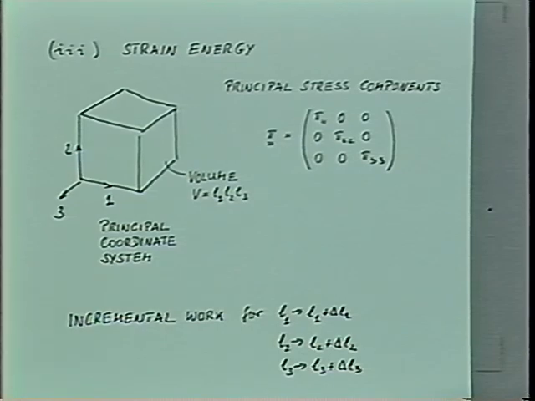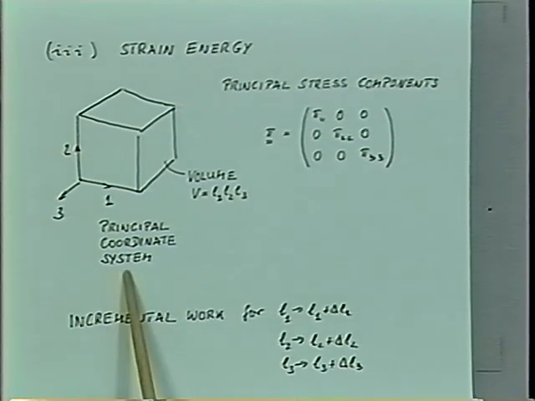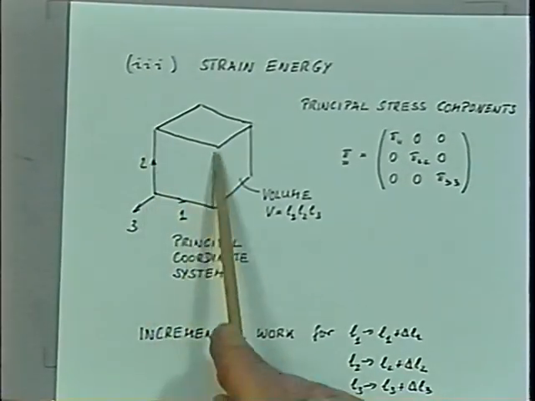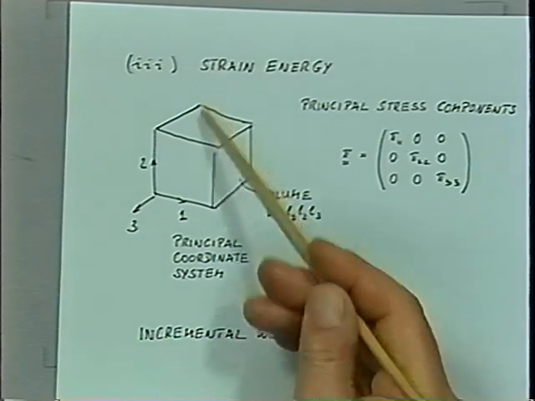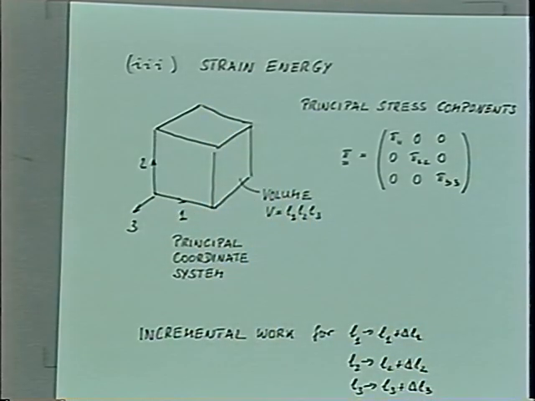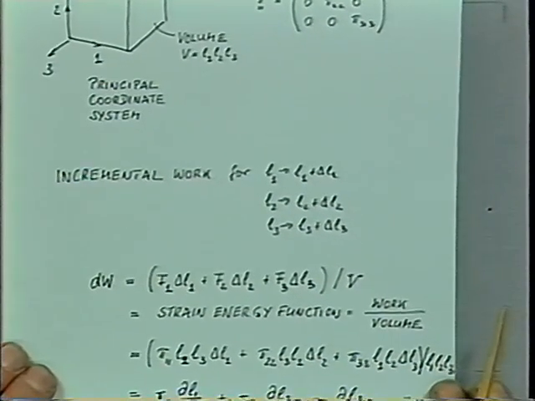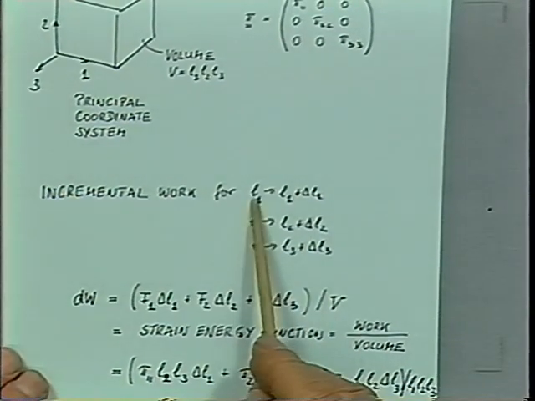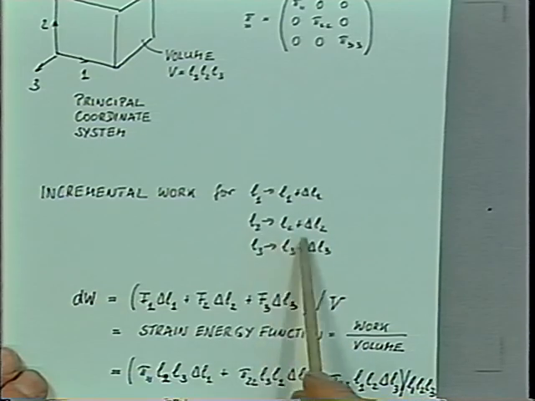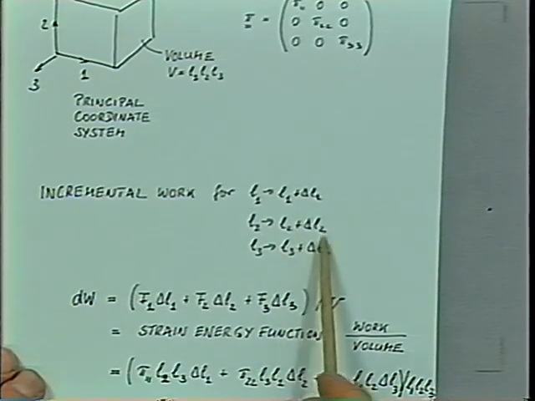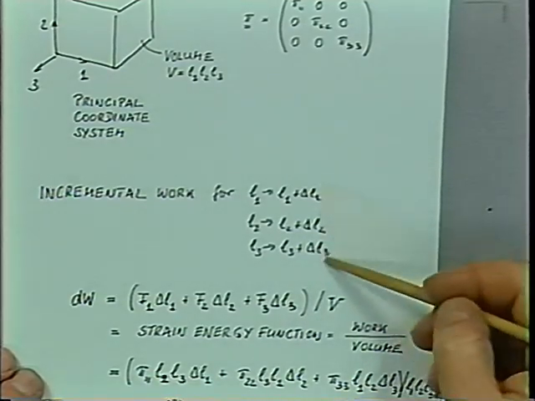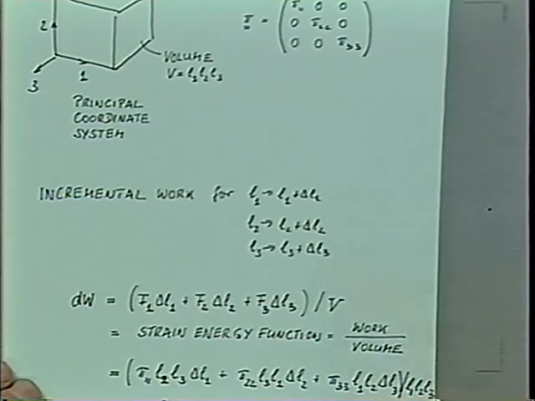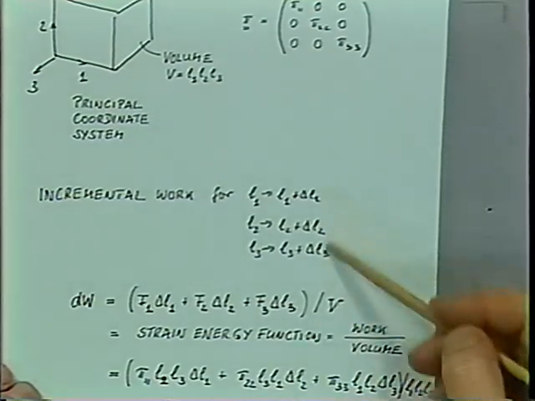So without losing any generality, we just use a principal coordinate system, pick an infinitesimal material element, and on the faces of this material element, we only will have normal stresses, no shear stresses being applied due to that simple choice of coordinate system. The work which results from that deformation from L1 to L1 plus delta L1, L2 goes into L2 plus delta L2, and L3 goes into that new strain. They can be positive or negative.